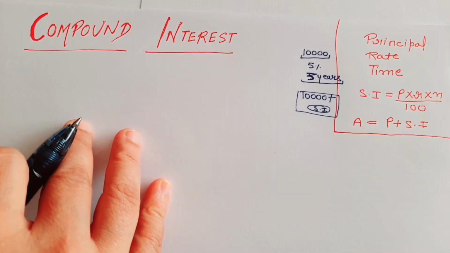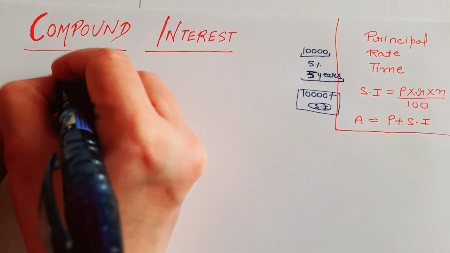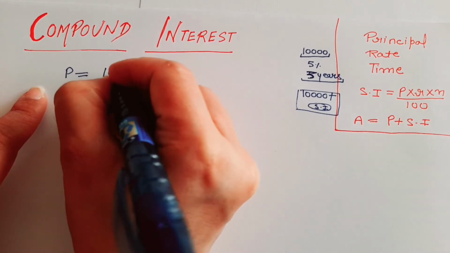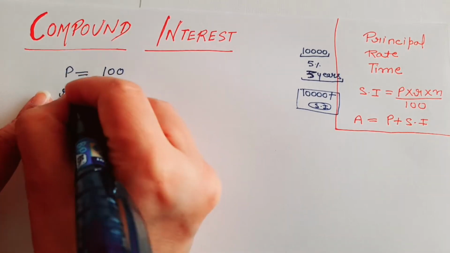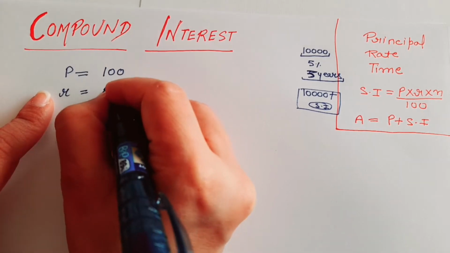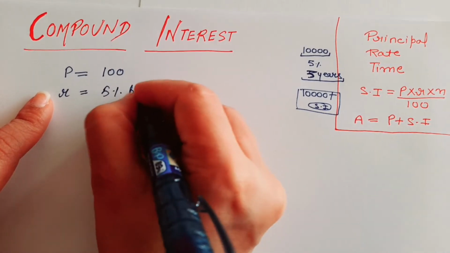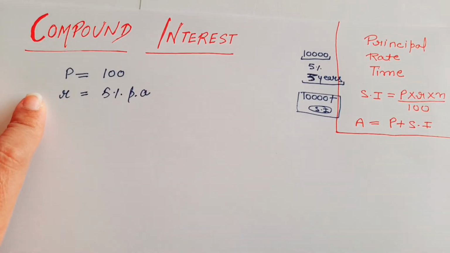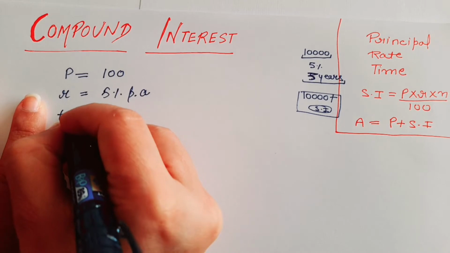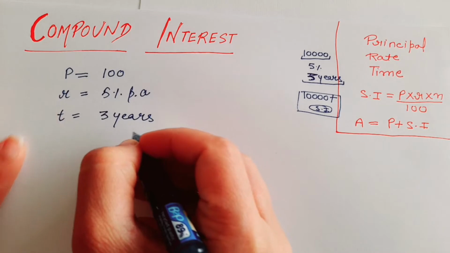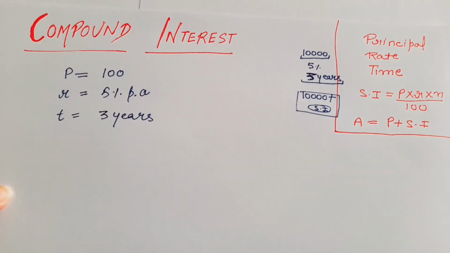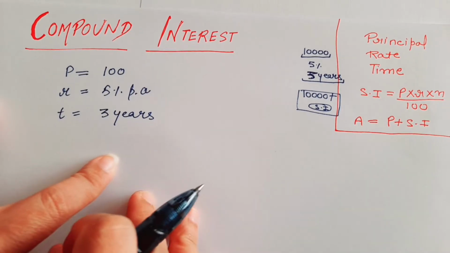Then what happens in compound interest? Suppose you have some principal, say 100 rupees. We are borrowing some amount, that is 100 rupees. We have a rate also here. Suppose I am borrowing at 5% per annum, and I am borrowing for some time, let's say for 3 years. Then after 3 years my principal will increase. How will it increase? What is the procedure?